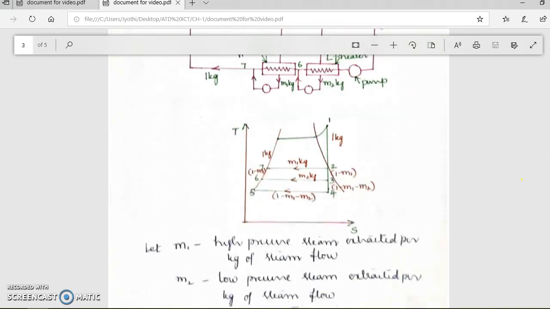Here we can see the thermodynamic analysis. Say, for example, this point 1 is the entry to the turbine. After certain expansion at point 2, m1 kg will be supplied to the feed heater, that is 0.7, as we have discussed earlier. And again after certain expansion at point 3, some steam is being bled, and it will be supplied at point 6, and the remaining steam, that is 1 minus m1 kg, will be supplied to the condenser, where it will be converted into condensate and supplied to the feed heaters simultaneously. Thus the cycle completes.